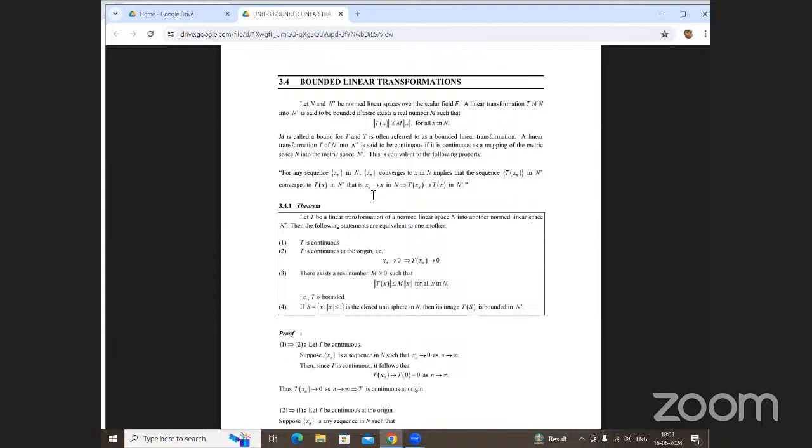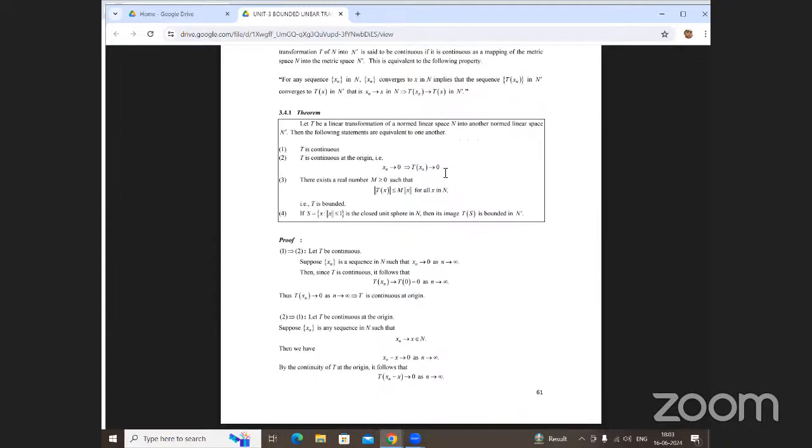Applying the transformation, T of Xn converges to T of X. It reads as T of Xn converges to T of X in N dash. Here, Xn converges to X in N implies T of Xn converges to T of X in N dash. Students, this is one of the most important definitions for the continuous part of a bounded linear transformation.